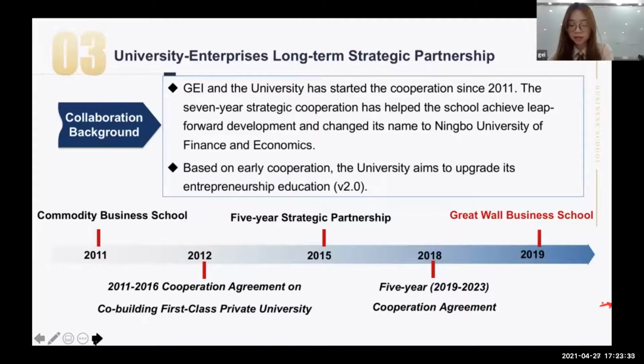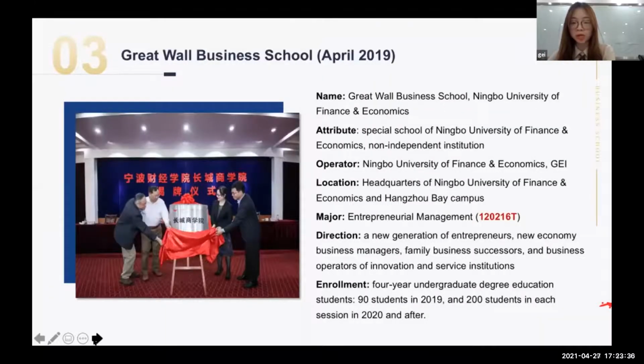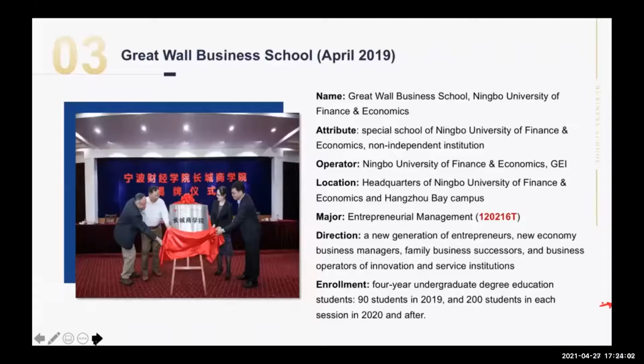那这个学校呢，长城商学院是我们2019年4月跟学校共同成立的。我们的属于宁波财经学院下面非独立建制的这样一个特色学院。目前是两个校区进行办学，然后是也拿到了这个全国首个的创业管理专业。 So currently speaking, I should say the exact date of the establishment of Great Wall Business School, it can be dated back to April 2019. And again, as I mentioned, the Great Wall Business School, Ningbo University of Finance and Economics, it is a special school of the university. It is a non-independent institution.